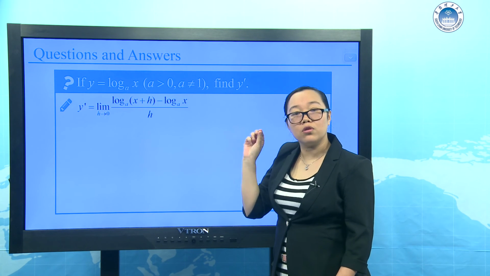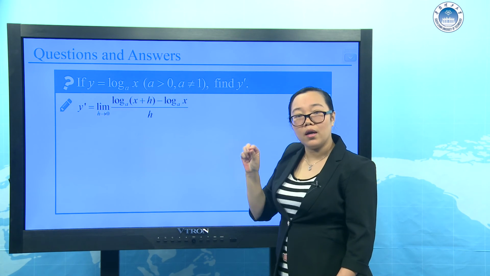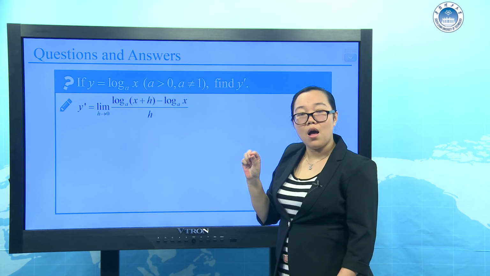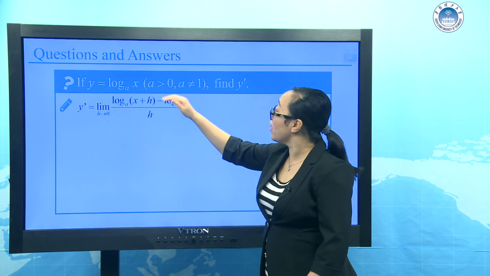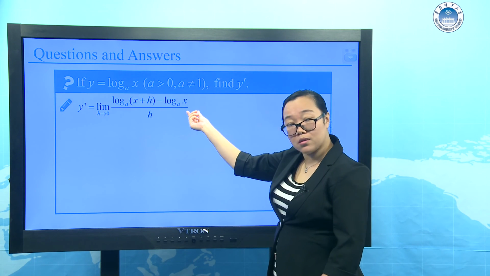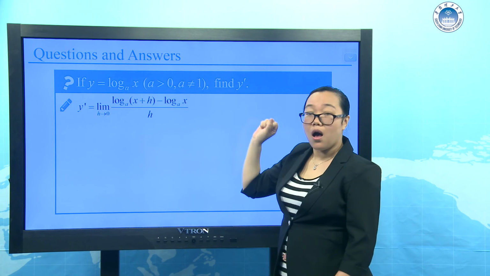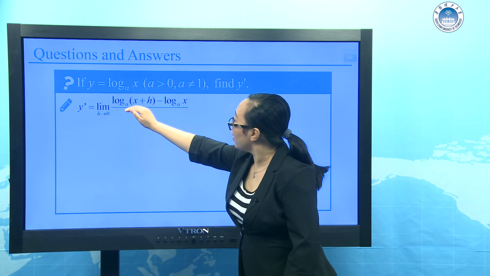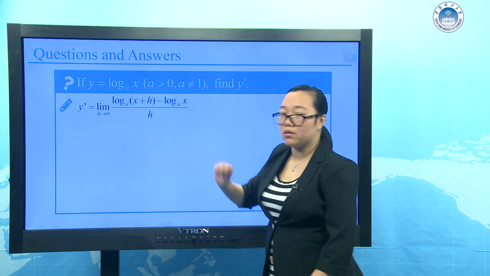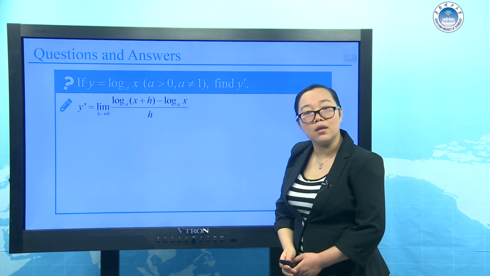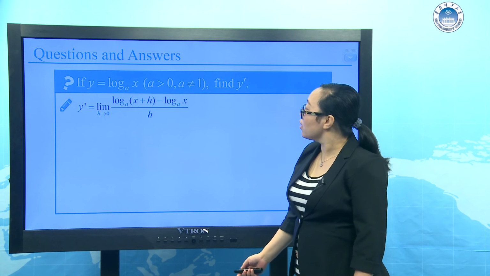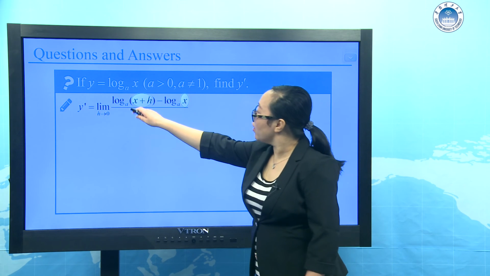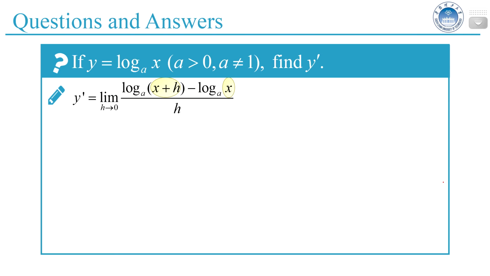If x equals 2 means f(2), log_a 2. x equals 3 means log_a 3. x means log_a x. How about f(x plus h)? log_a (x plus h) over h. So now we need to get the limit. How to compute? Write it: log_a of (x plus h) over x. So we can write it in this form.